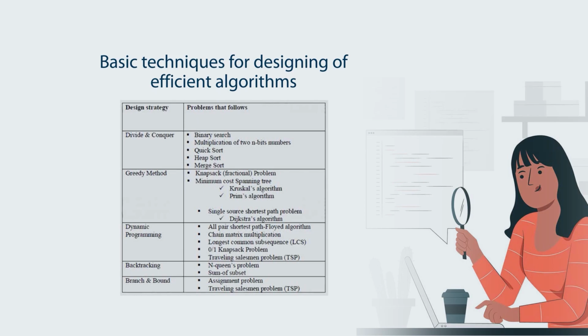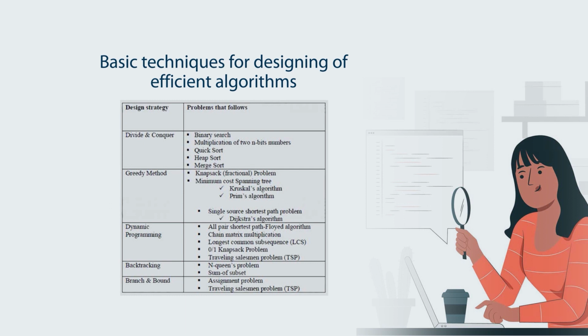If we have a designing strategy, divide and conquer, what is the problem related to that? In the case of binary search, we can use the divide and conquer principle. In the case of heap sort, we use the divide and conquer principle. In the case of merge sort, we use the divide and conquer principle.